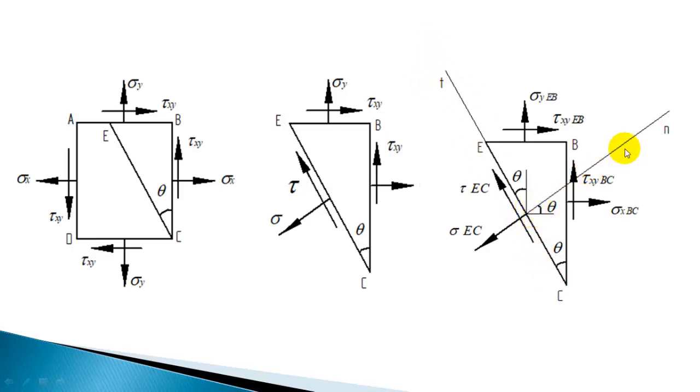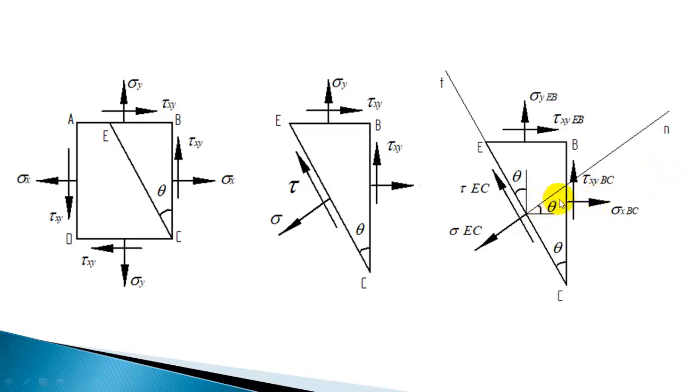So in this direction we will resolve the forces. When you resolve in this direction, the component of the horizontal force, since this angle is theta, sigma x BC into cos theta will be the component normal to that direction. First I will resolve the forces normal to that plane. Okay, in this direction I will resolve.